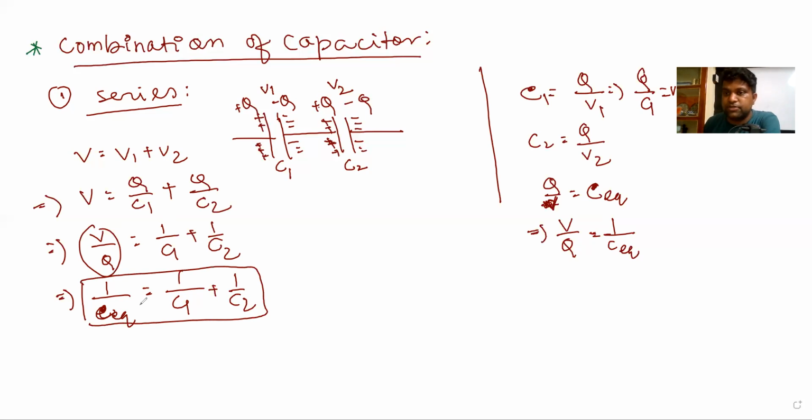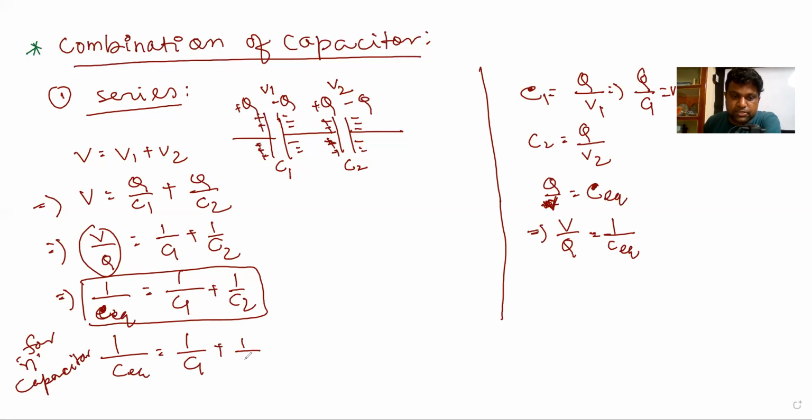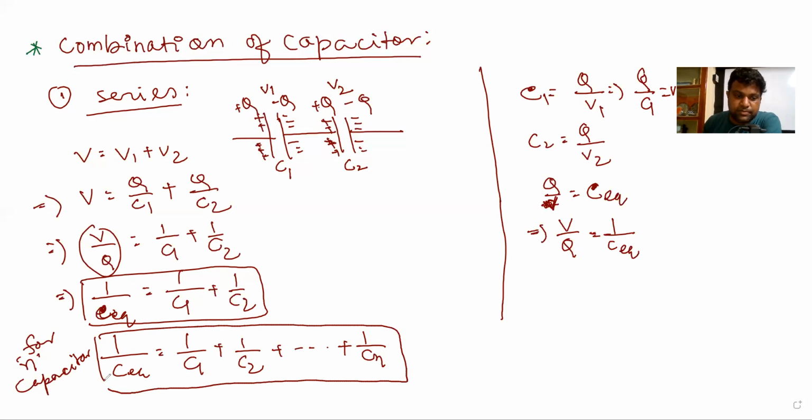Now here we have taken two capacitors first. Instead of two capacitors, you can take n number of capacitors. So for n capacitors, your 1 by C equivalent will be 1 by C1 plus 1 by C2 plus dot dot dot up to 1 by Cn, for n number of capacitors. So this is the combination of capacitors in series.